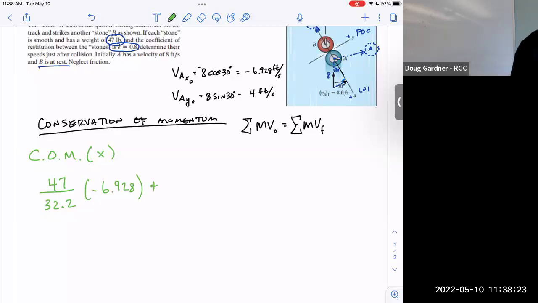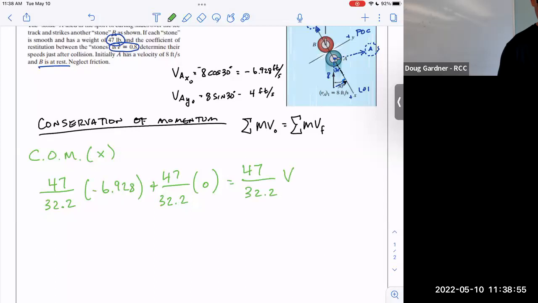And then I also have the other one that has some momentum, but it doesn't because it doesn't have any velocity. So I could have left that off. So one had all the momentum, and now on the other side, they both have some. It's been transferred. How much does the A stone have? Well, we don't know.